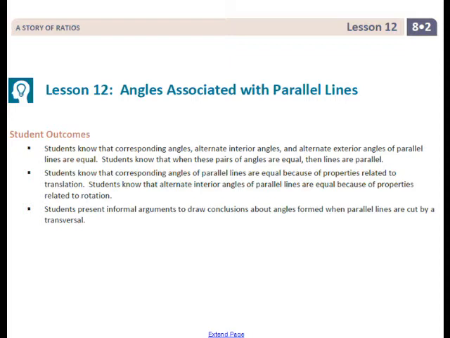Students know that when these pairs of angles are equal, the lines are parallel. Students know that the corresponding angles of parallel lines are equal because of properties related to translation. Students know that alternate interior angles of parallel lines are equal because of properties related to rotation. Students present informal arguments to draw conclusions about angles formed when parallel lines are cut by a transversal.